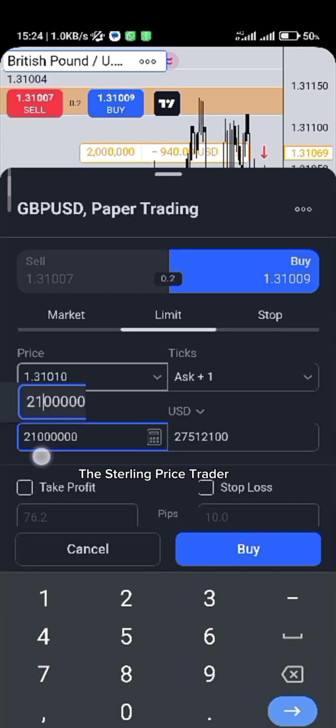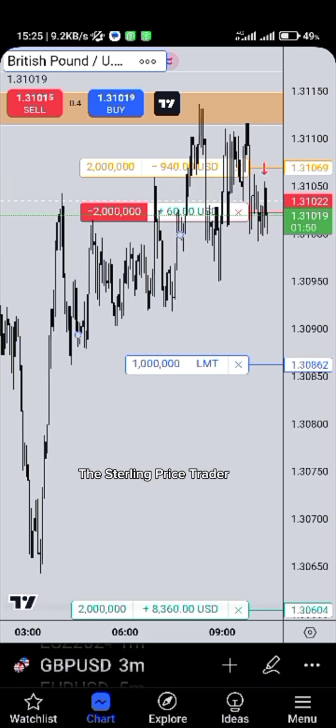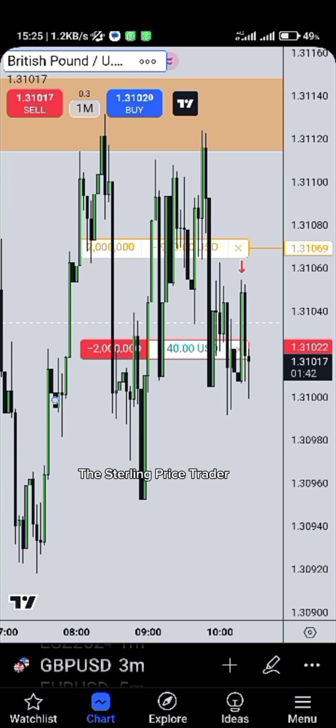So I'm putting buy limits for a partial at 1.30862. Man, that did go. There's a low there, so I'm going to take out some partial there. Hopefully.